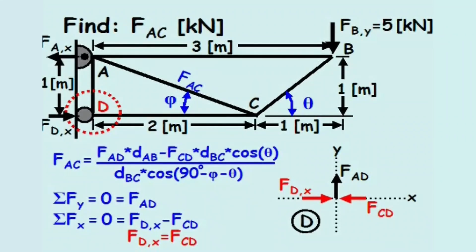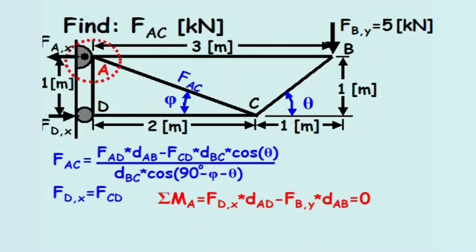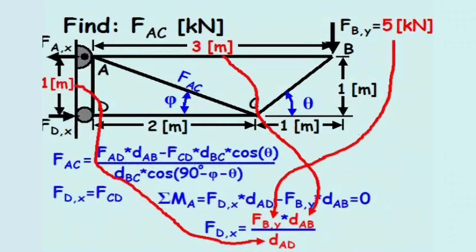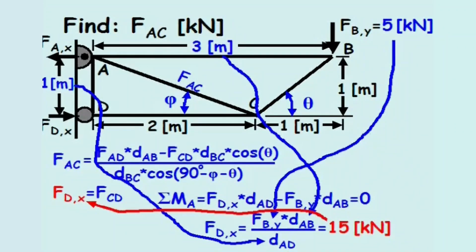This reaction force can be determined by summing the moments around point A and setting the value equal to 0. The horizontal reaction force at point D equals 5 kilonewtons times 3 meters divided by 1 meter, which equals 15 kilonewtons. Since the horizontal reaction force at point D equals 15 kilonewtons, the compressive force in member CD equals 15 kilonewtons also.